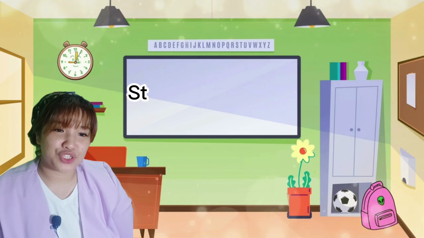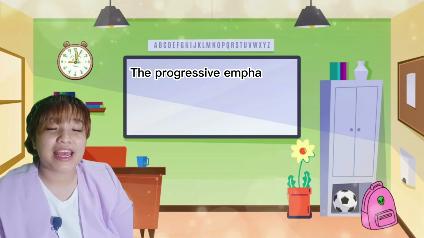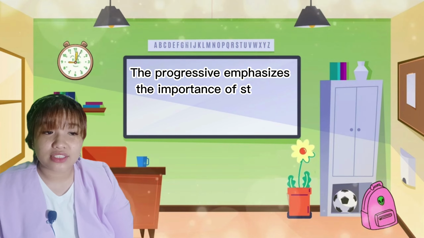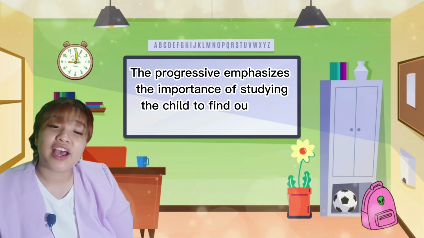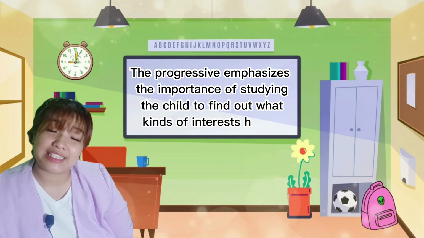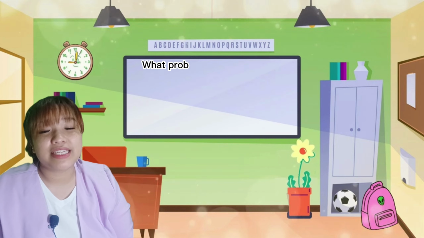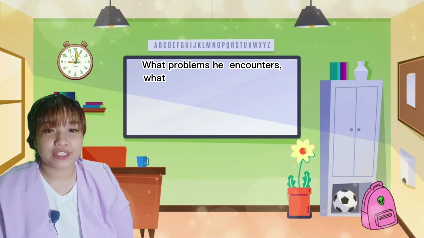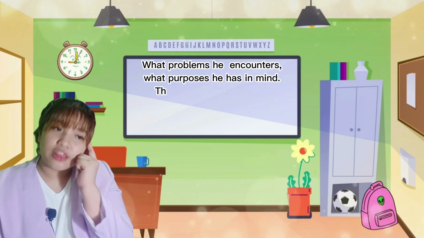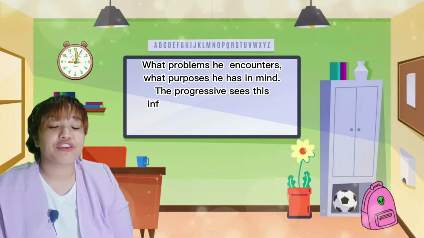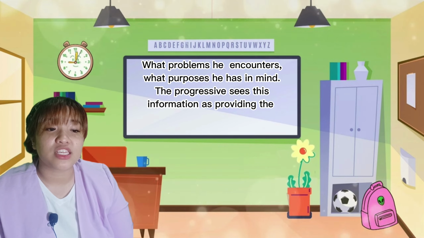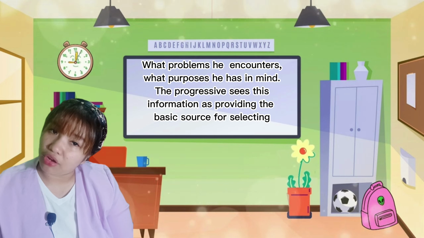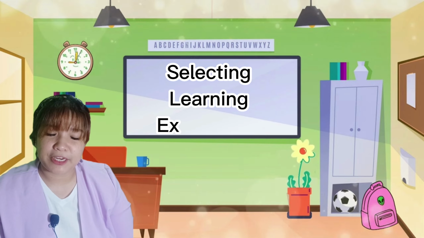In curriculum evaluation, we have stating objectives. The progressive emphasizes the importance of studying the child to find out what kinds of interests he has, what problems he encounters, what purposes he has in mind. The progressive sees this information as providing the basic source for selecting objectives.